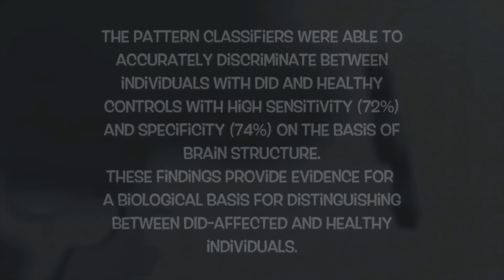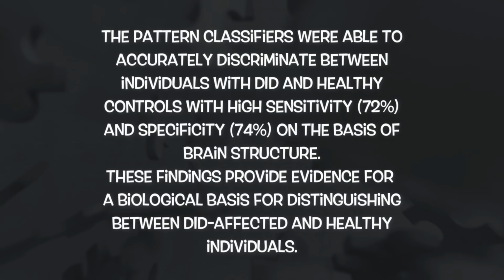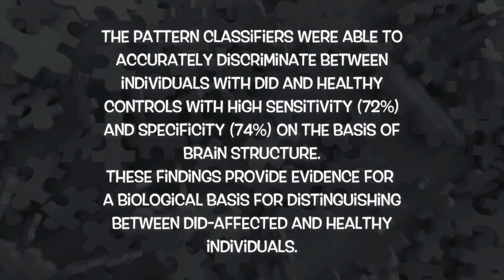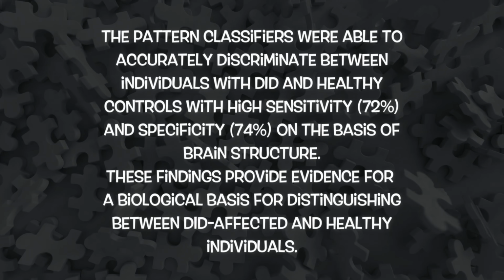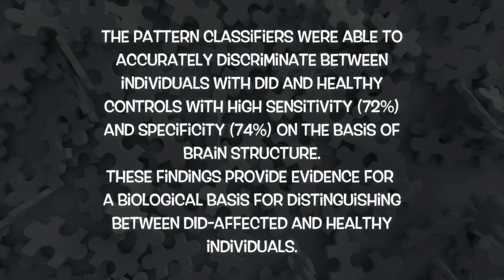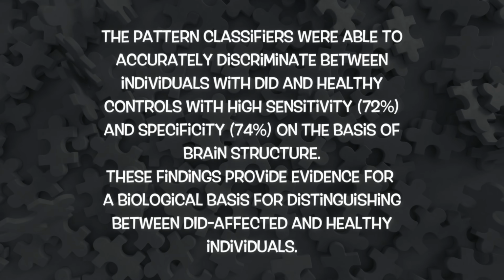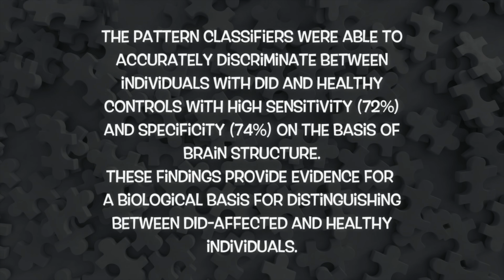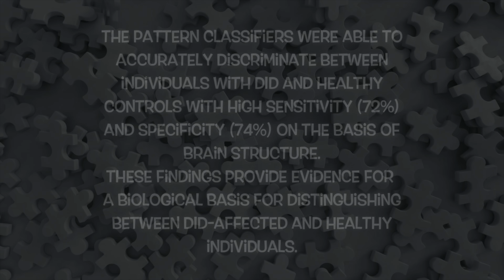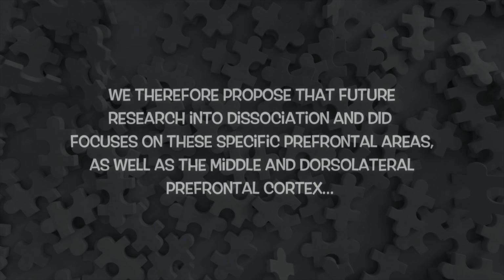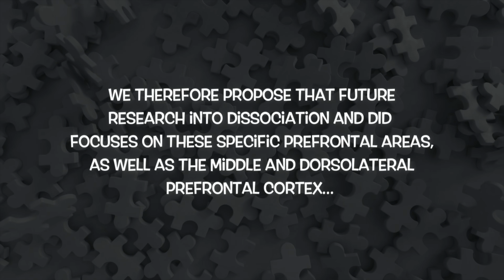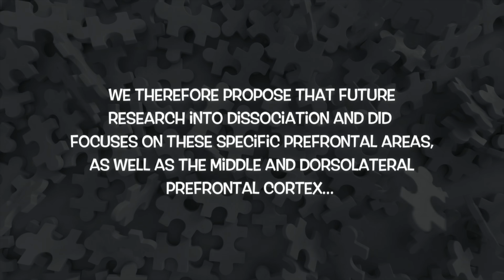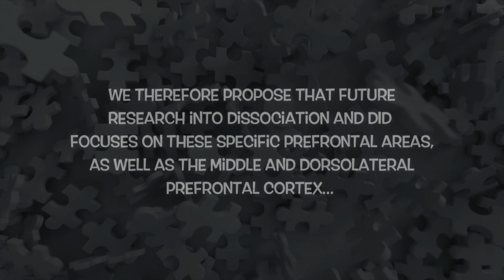The pattern classifiers were able to accurately discriminate between individuals with DID and healthy controls with high sensitivity at 72% and specificity at 74% on the basis of brain structure. These findings provide evidence for a biological basis for distinguishing between DID affected and healthy individuals. We therefore propose that future research into dissociation and DID focuses on these specific prefrontal areas, as well as the middle and dorsolateral prefrontal cortex.